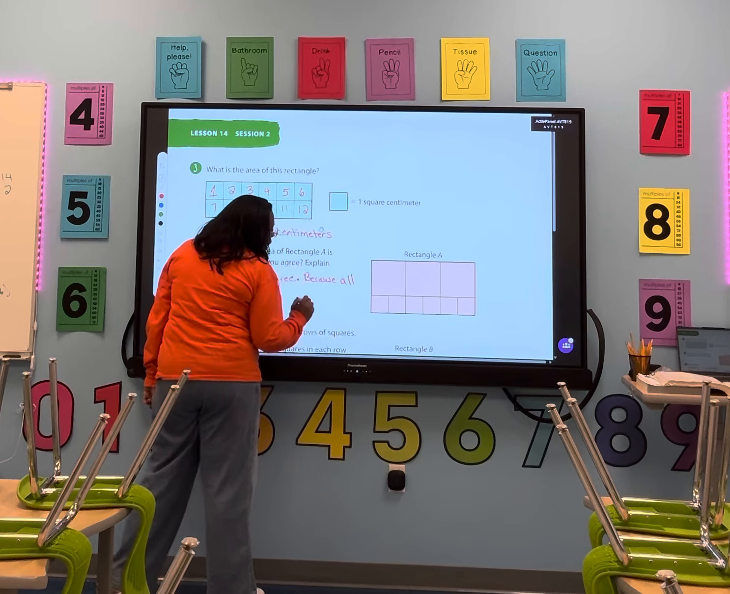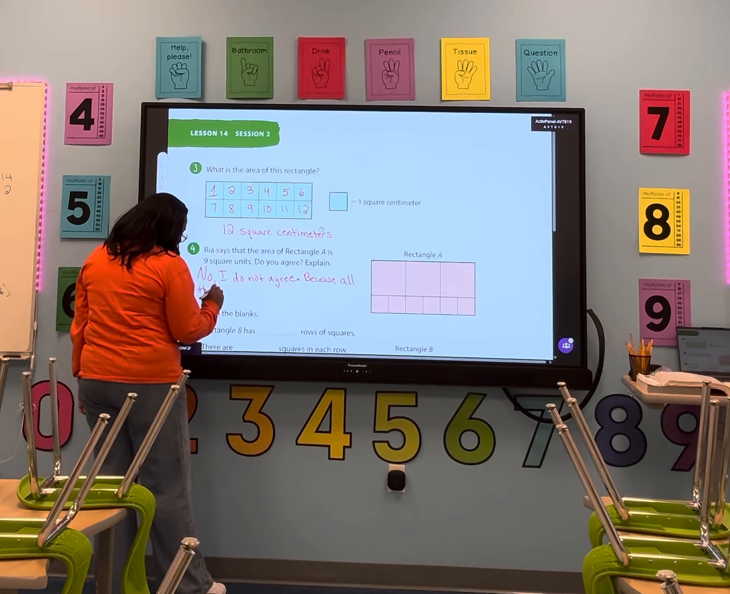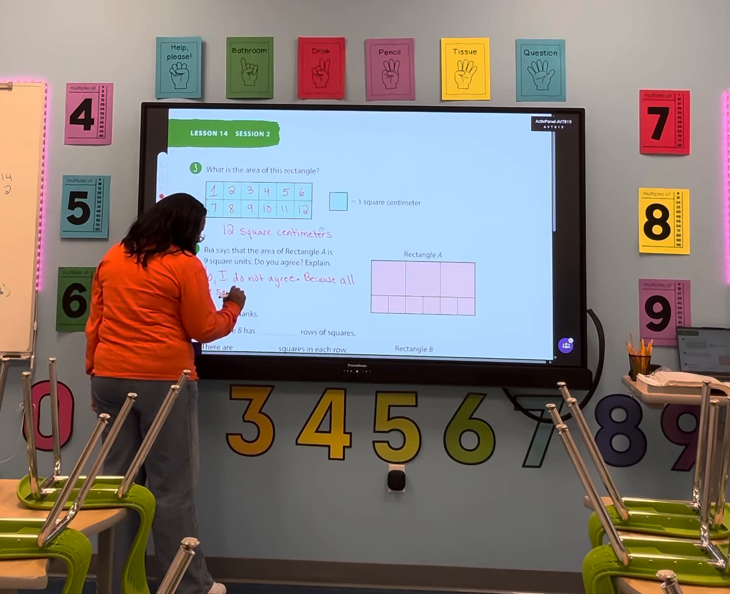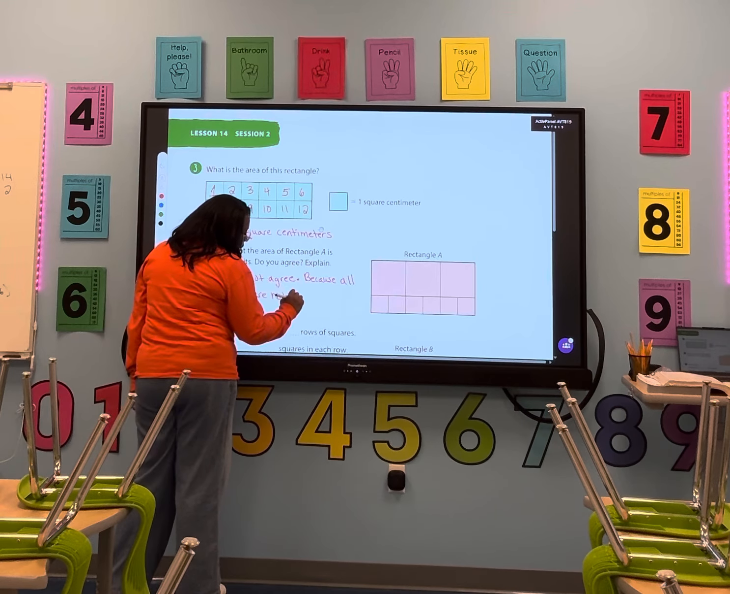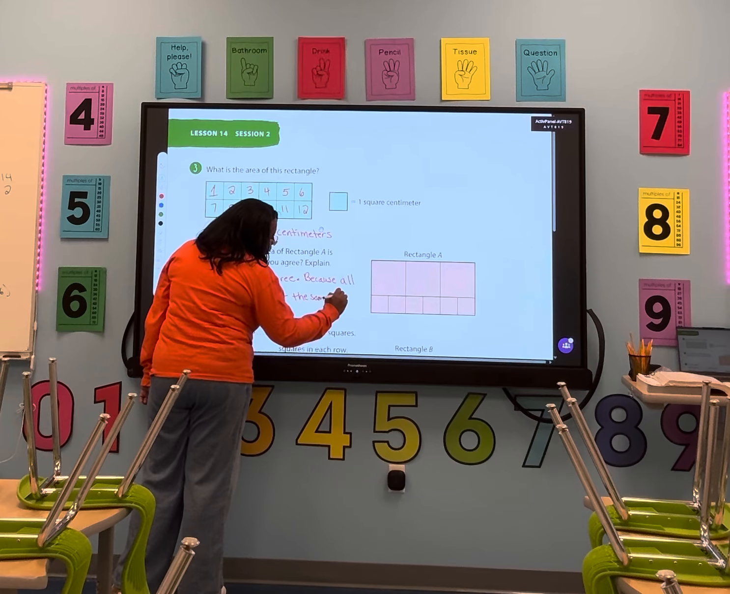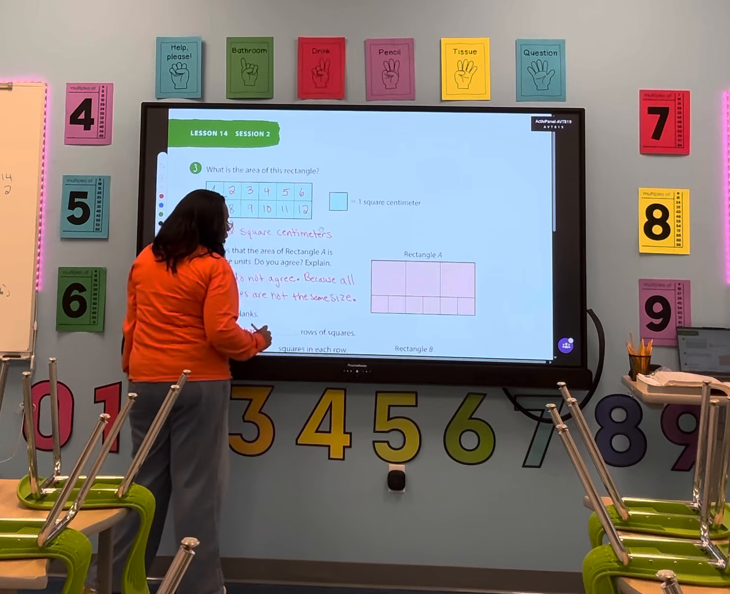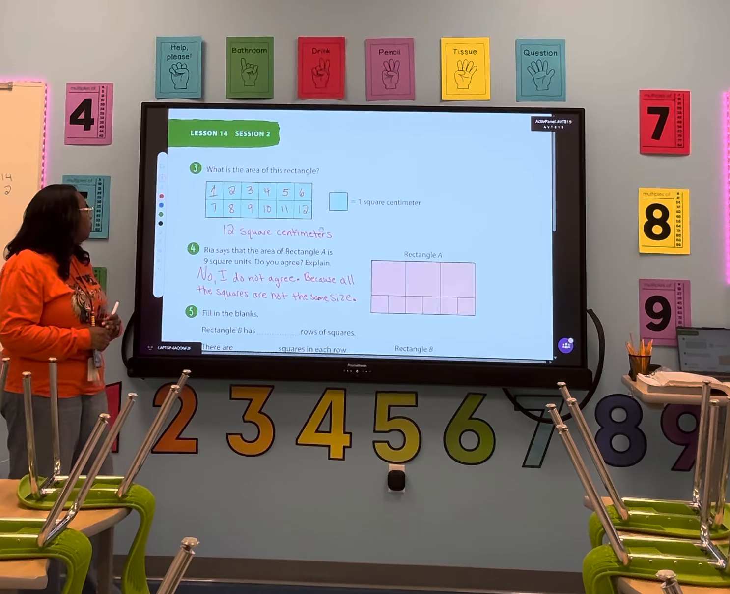all of the squares are not the same size. Okay. And that is it. That's all you would put for number 4.